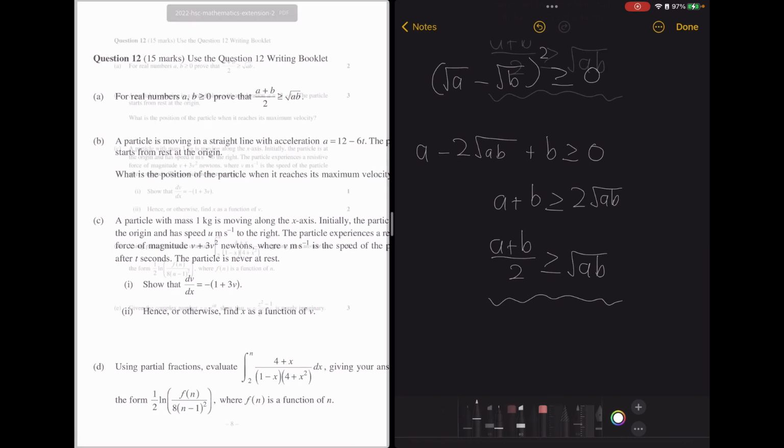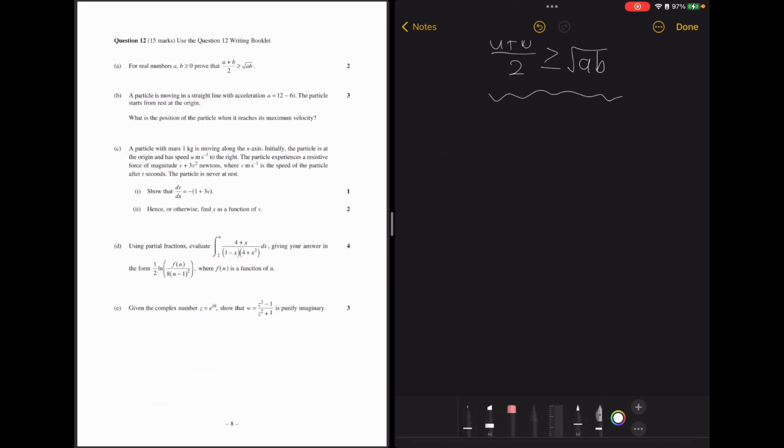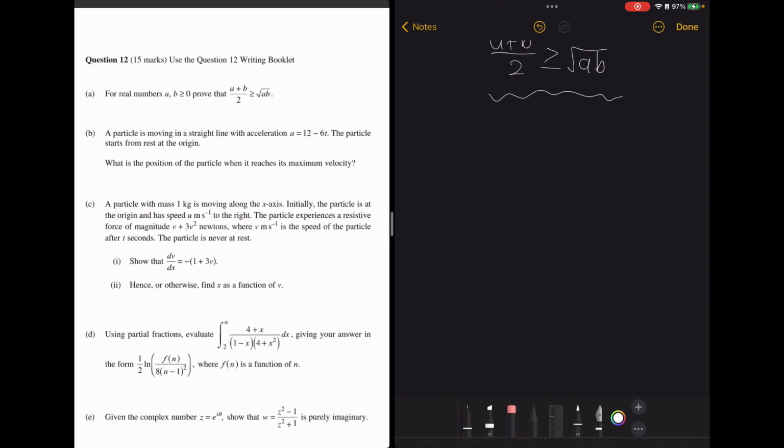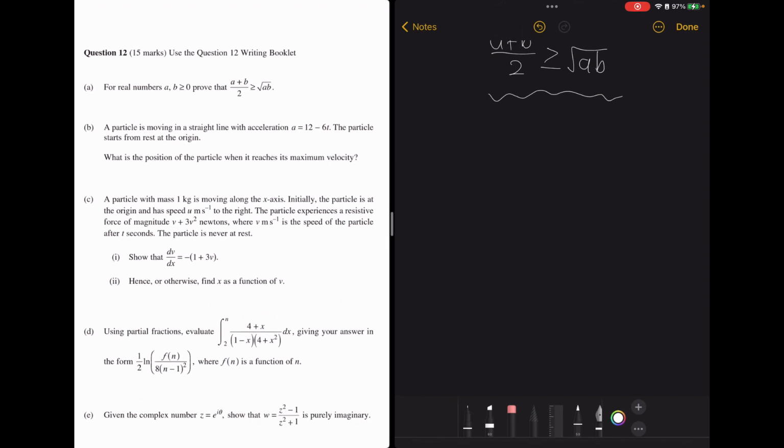Nice and simple. Next, for part B, we have a particle moving in a straight line with acceleration a equals 12 minus 6t. The particle starts from rest at the origin. What is the position of the particle when it reaches its maximum velocity? So from here, we are immediately given the equation, acceleration equals 12 minus 6t. And if you remember, acceleration is change in velocity over change in time, or dv over dt.